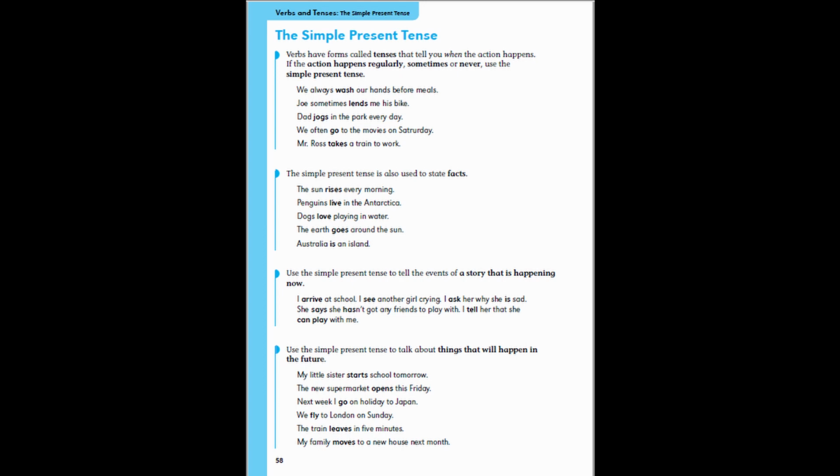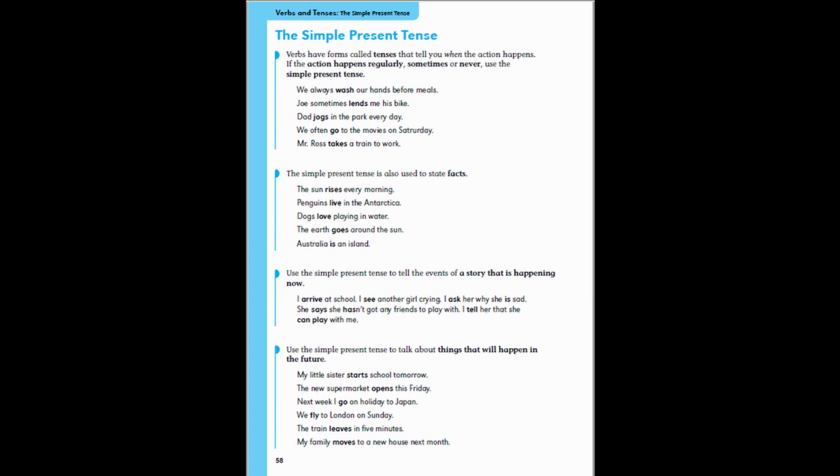All right. If the action happens regularly, sometimes or never, use the simple present tense. The words that are highlighted in bold right now on your screens are the verbs, and these are in their simple present forms. Now these verbs can change, for example, wash can become washing, which becomes the present continuous tense, which I will talk about later in the video. But for right now, we are just focusing on the simple present tense form of the verb.